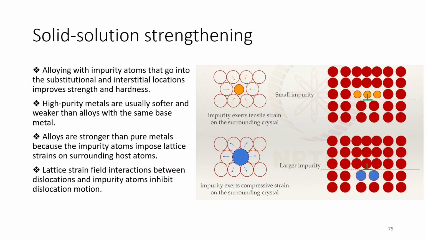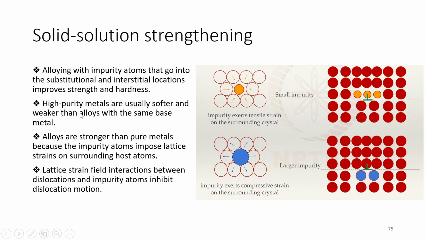Now these are the impurity atoms, which can be smaller or larger compared to your matrix atoms. If it is smaller, then these impurity atoms will exert some tensile strain on the surrounding crystal, and if it is bigger, then the impurity exerts compressive strain on the surrounding crystal. So small impurity and large impurity are compared here, and alloying with impurity atoms that go into substitutional and interstitial locations improves strength and hardness.